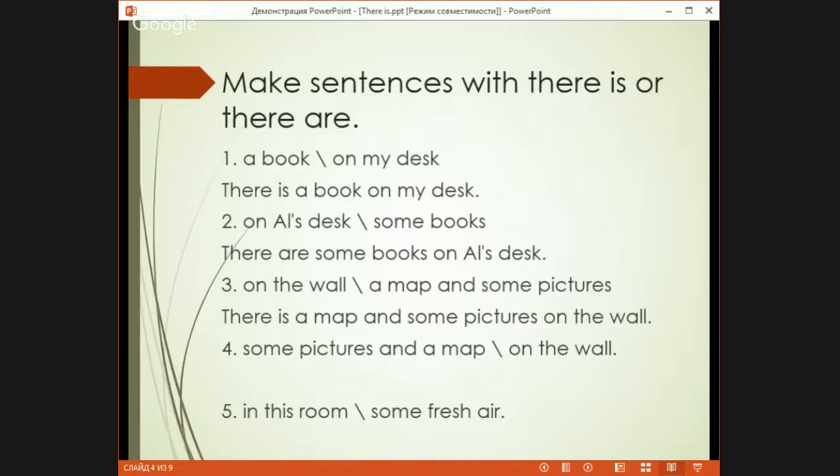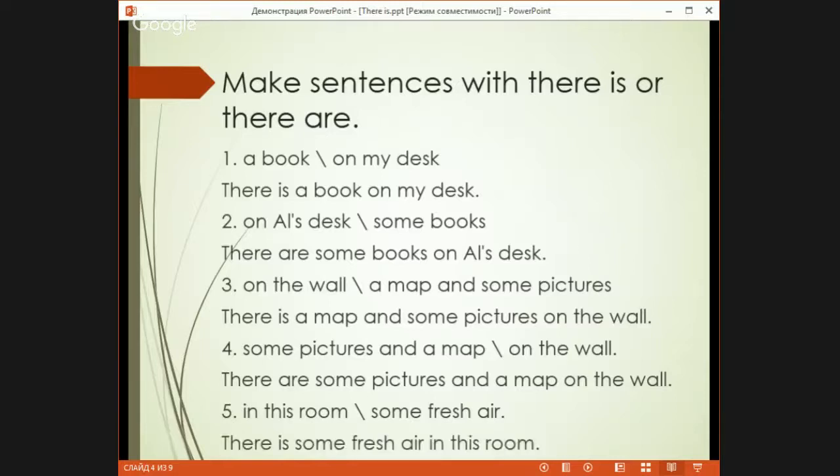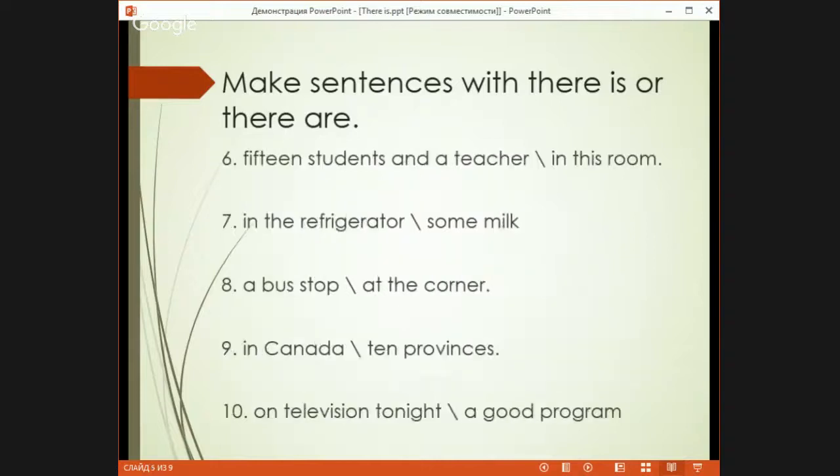Number 4, I wrote the same words but changed their places. The first word that comes here is in plural. That's why we need to write there are some pictures and a map on the wall. Number 5, we have here fresh air, which is uncountable. With uncountable nouns, we need to say there is. So there is some fresh air in this room. Let's finish this exercise, please.